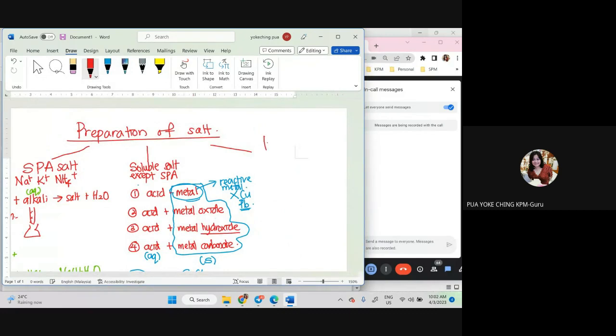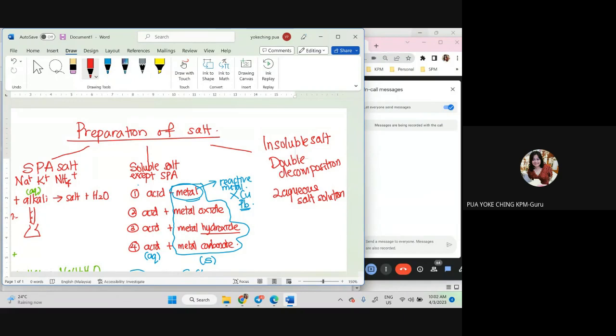The last one is to prepare insoluble salt. Ini saya tak akan sebut banyak sebab semalam saya dah explain. This one is your double decomposition. And syarat dia must be 2 aqueous salt solution. Okay, 2 larutan garam yang larut. Okay, so that one is preparations of salt.